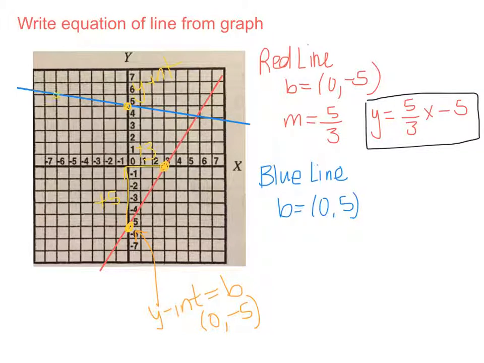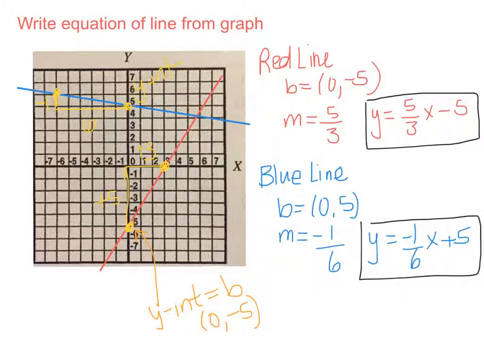And now to find my slope, I'll need to find another good point. I like this point right here. So what's the change here? Well, I can tell this line is decreasing, so I'm going to have a negative slope. Falling 1, and running 1, 2, 3, 4, 5, 6. That means my slope is negative 1 over 6. Or my equation is y equals negative 1 over 6x plus 5. And that's how you find the equation of a line from a graph.